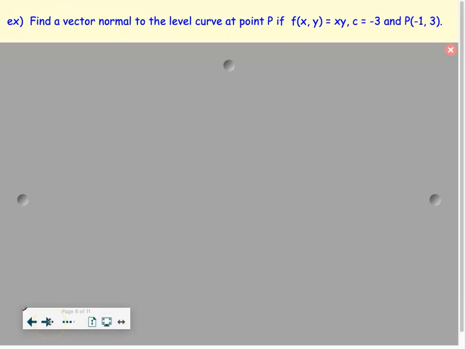Okay, easy one. Find a vector normal to the level curve at point P if f of xy equals x times y. Your level curve, the c is the constant for that level curve, right? So where your level curve is -3, and you're at the point -1, 3. So find a vector normal to that level curve at point P, which is -1, 3. So see if you can find that. It shouldn't take long. I'm going to pause this.